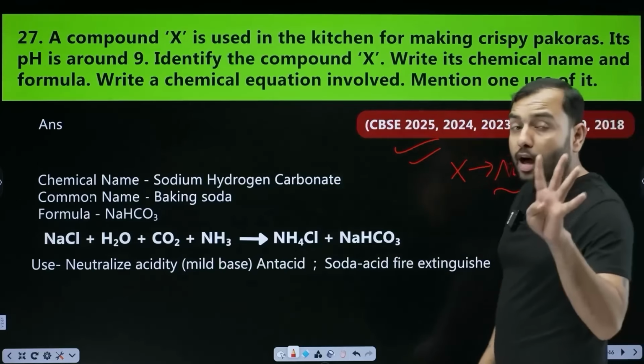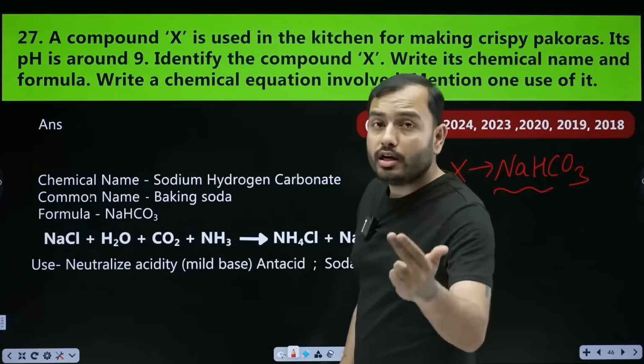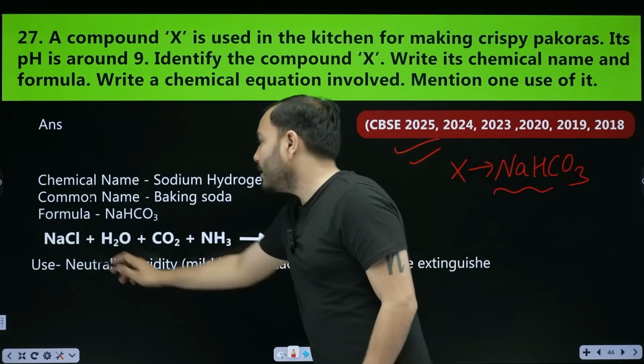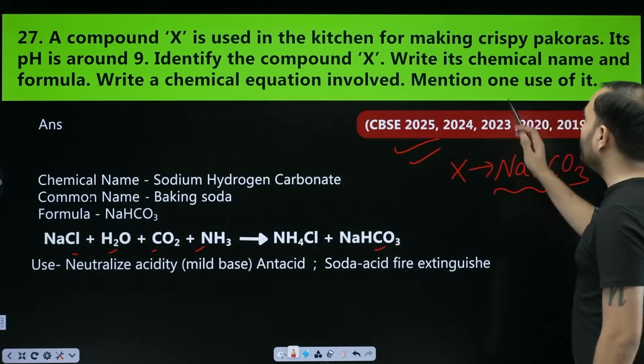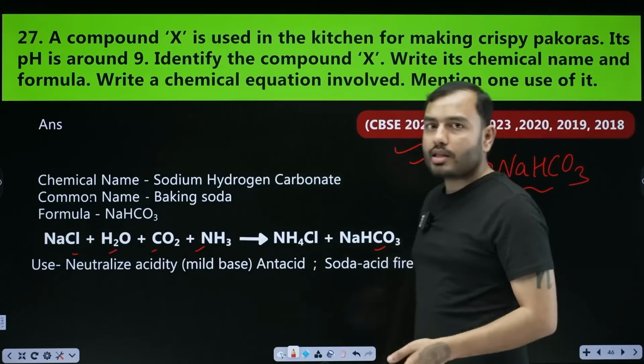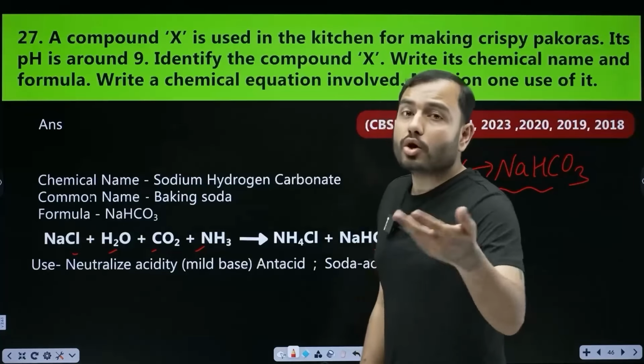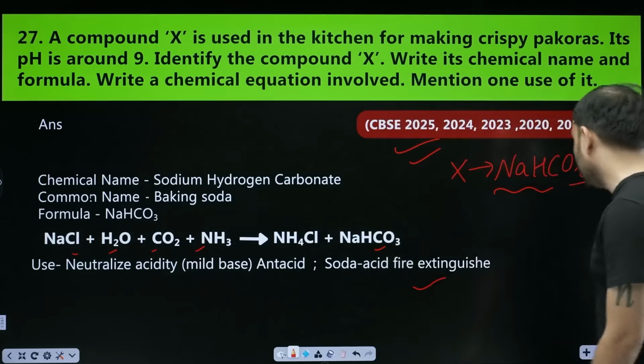How is it formed? By 4 reactants: NaCl, water, ammonia, carbon dioxide. Now see, NaCl, water, carbon dioxide, ammonia. What's made? NaHCO3, NH4Cl. Mention one use of it. First, frying pakoda. Second is neutralization. Third is soda acid fire extinguisher. Here is all the things written.